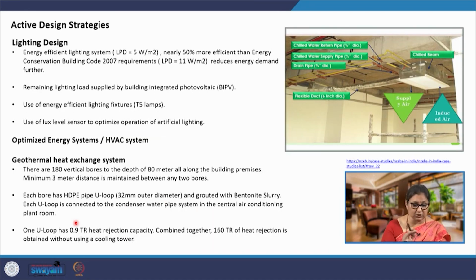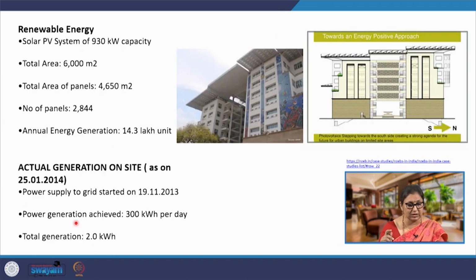There is also a geothermal heat exchange system that has been installed in this, with 180 vertical bores to the depth of 80 meters all along the building premises, provided for this geothermal heat exchange system. So, before running the HVAC, the pre-cooling and preheating is done using the geothermal heat exchange.